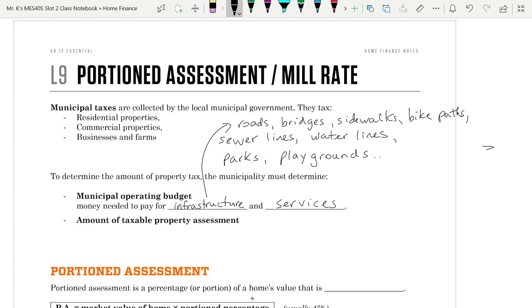Your property tax dollars have to pay to fix and maintain all those things, and of course in a newer neighborhood to build them and put them in the first place. So that's your infrastructure.